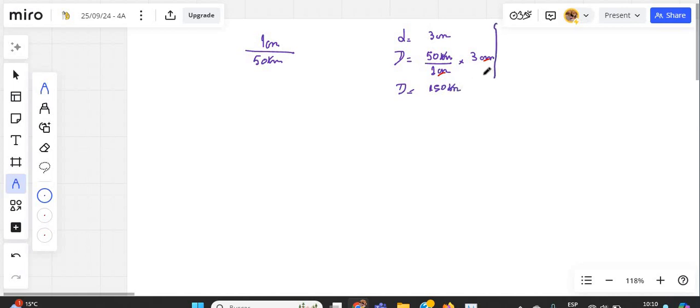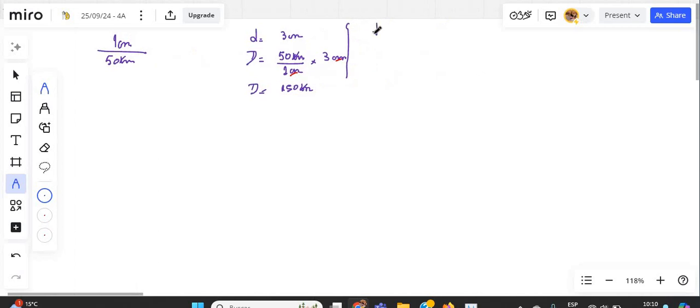Let's think the other way around. Let's say that you have a distance of 300 kilometers. This is the information, and you want to find the distance in the map. Since the distance in the map is going to be measured in centimeters, you know that the relation is 1 centimeter equals 50 kilometers.